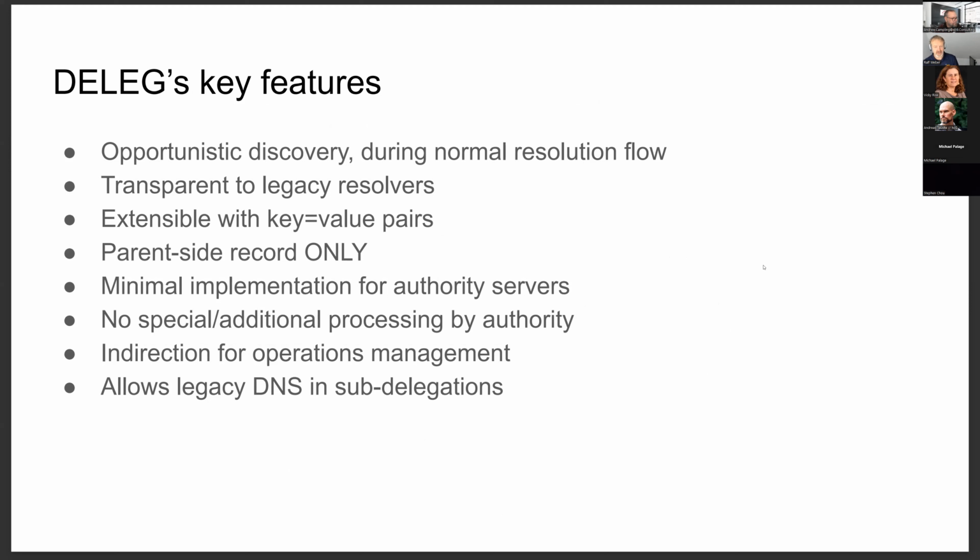So these are the key features that we discussed. We wanted to discover the delegation during the normal resolution flow, so we don't want any special things or additional queries that we require to get new stuff. A lot of the people that were there disliked the unilateral probing draft that is currently in the DPRIVE IETF working group, because we don't want to have additional records sent for maybe nothing. Probing pretty much is that. So we want to discover it during the normal resolution flow.